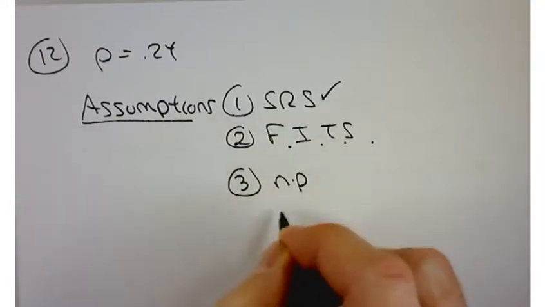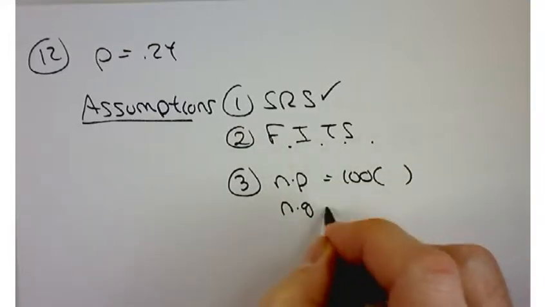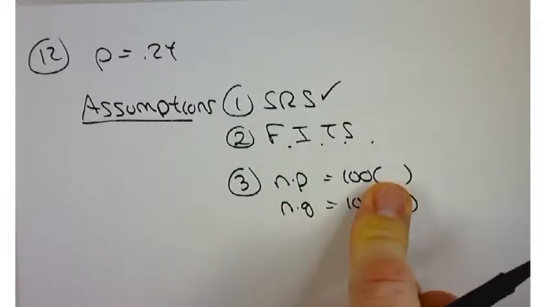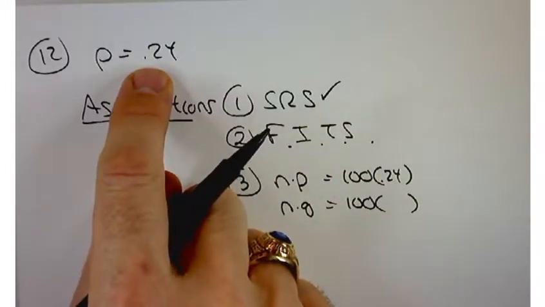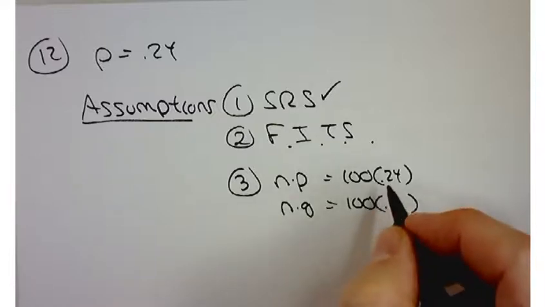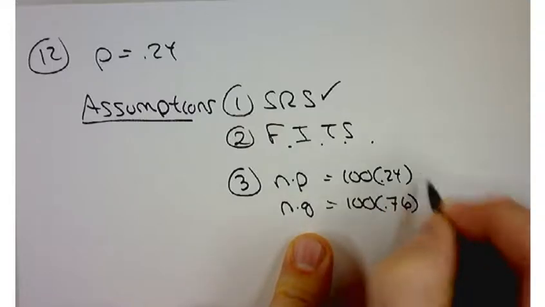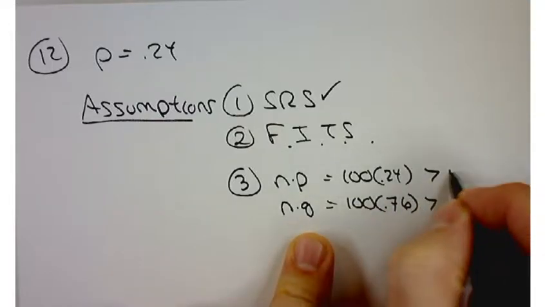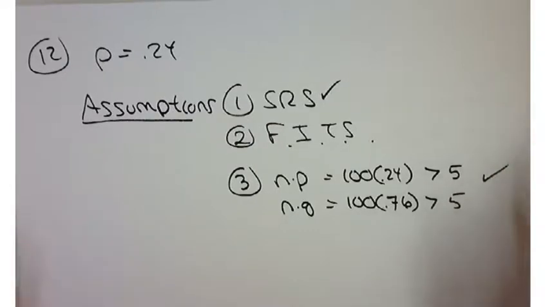N times P and N times Q. 100 times what? 0.24, good. Because that's our hypothesized value. That's the one we want to use. So if P is 0.24, what's Q going to equal? 0.76. And both of these are greater than 5. We don't actually need to do the arithmetic, although we could do it quite simply. But both of them are greater than 5, so we're good there.